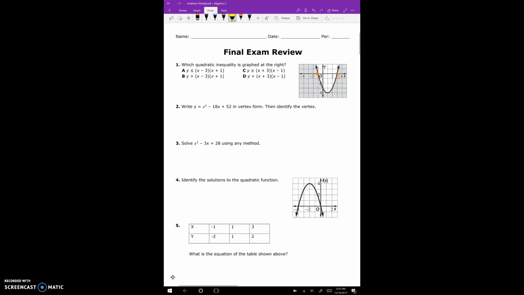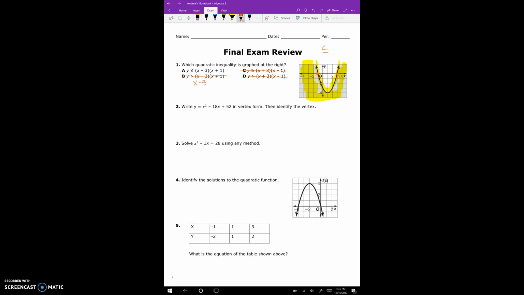The other thing I want you to notice is the fact that this is a solid line and it's shaded below the solid line. By knowing those facts, I should be able to realize that this should be a less than or equal to graph. That would eliminate answer choice B, C, and D. But let's go ahead and confirm that these factors are in fact those solutions there.